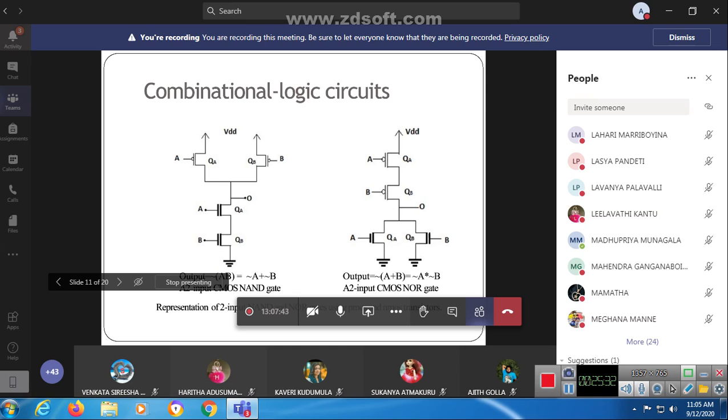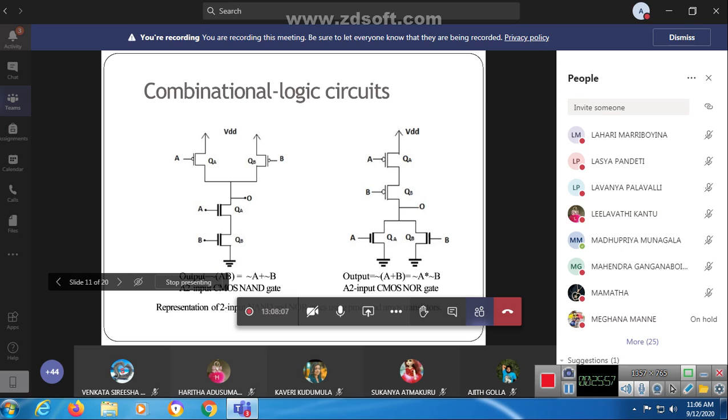So here we have different combinational circuit designs. Whatever diagrams are shown, we have to design. Using our own knowledge or based on some conditions, we have to design these circuits.